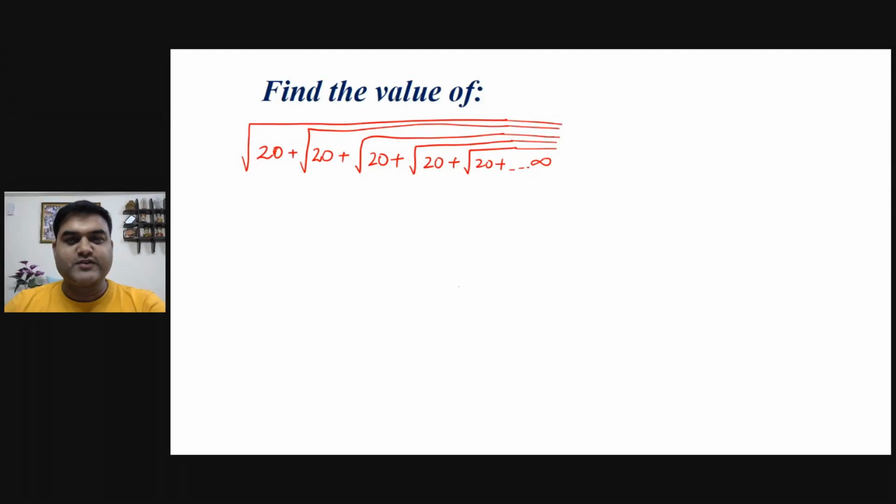Hello friends, I wanted to know how to find the sum of this number, how to find the value of √20 + √20 + √20 + √20 + √20 + √20 till infinity, right? Looks like a difficult sum. First of all, finding the value of √20 itself is difficult, and we have this big expression.